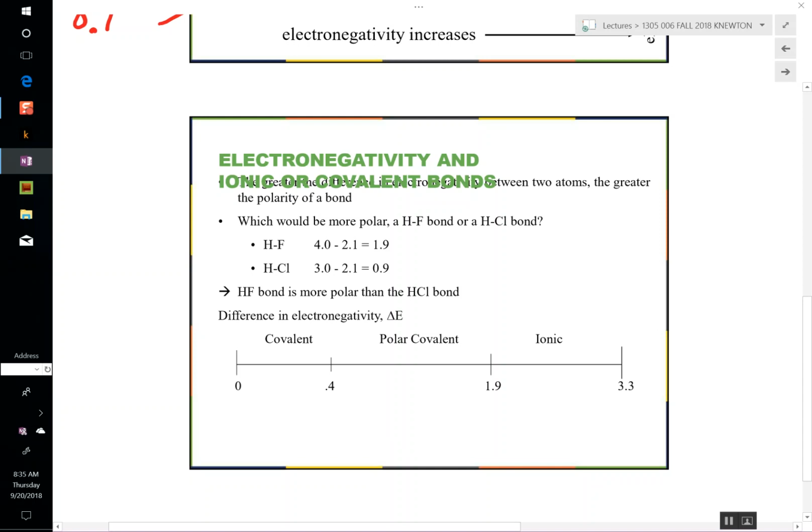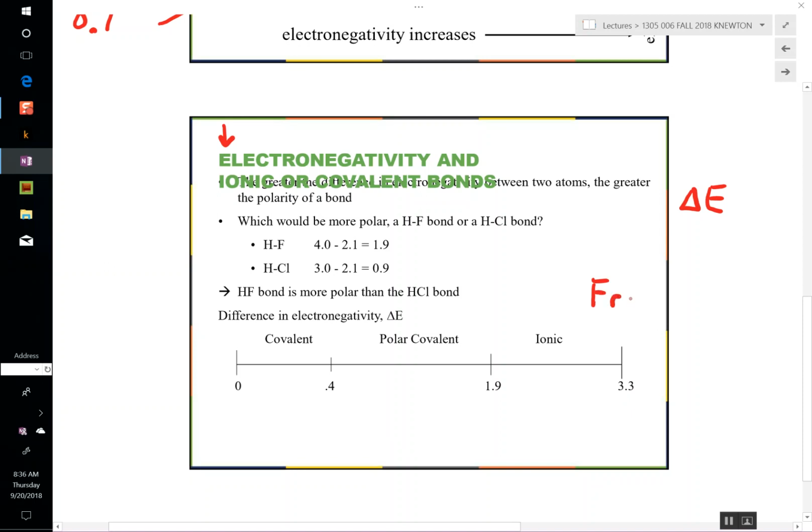So when we talk about difference, think about this. Later on we will talk about difference in energy, but here we're going to use E for electronegativity. So the difference in electronegativity. Now look, the scale goes up to 3.3. Let me tell you why.